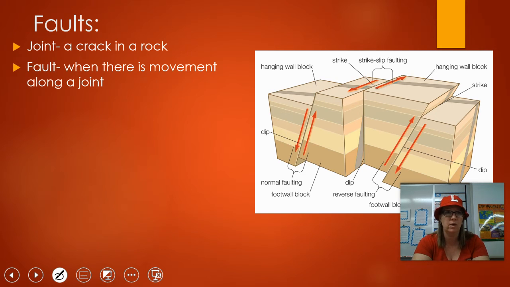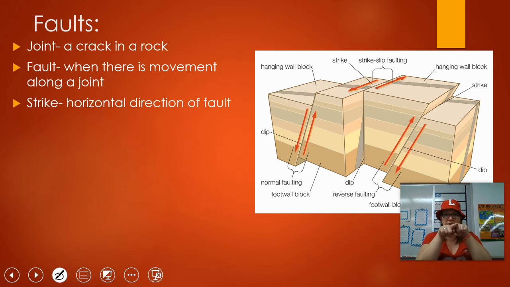Faults and joints. Okay. A joint is just a crack in a rock. It really doesn't matter the size of it. A fault is when there's movement along that joint, okay? So there's some kind of stress causing a little bit of movement there. A couple more pieces of vocab before we talk about some specific faults, okay? The strike of a joint or the strike of a fault is the horizontal direction, okay? So horizontal is this way. So the strike would be like along there. Okay. If this was my fault, the strike would be the direction horizontally.